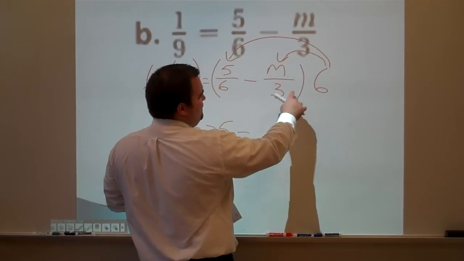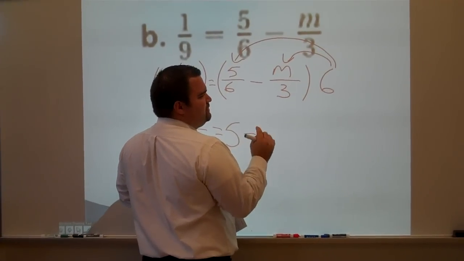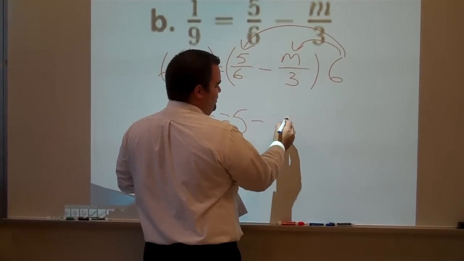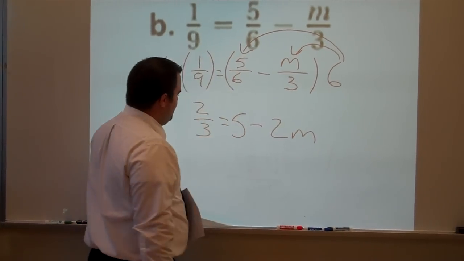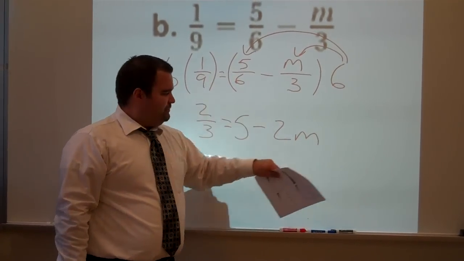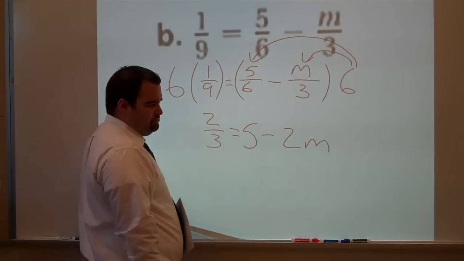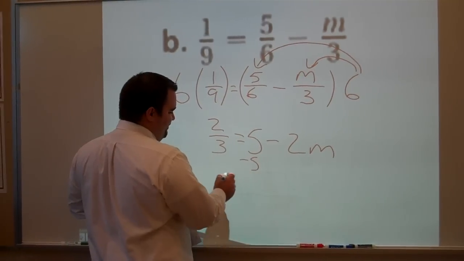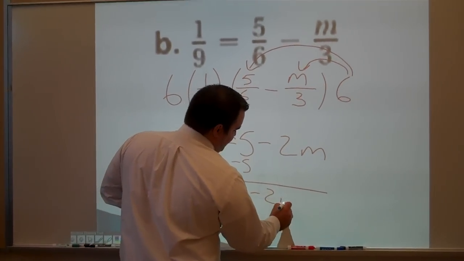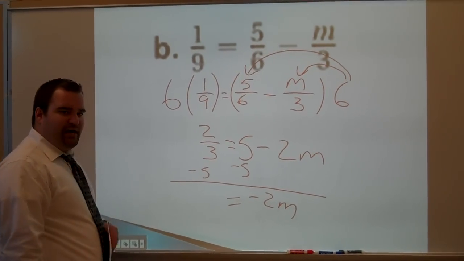Minus, let's do some canceling here. How many times does 3 go into 6? So 2 times m divided by 1. 2/3 is 5 minus twice of something. Get rid of a 5 on both sides. Negative 2m equals, oh boy, 2/3 minus 5.